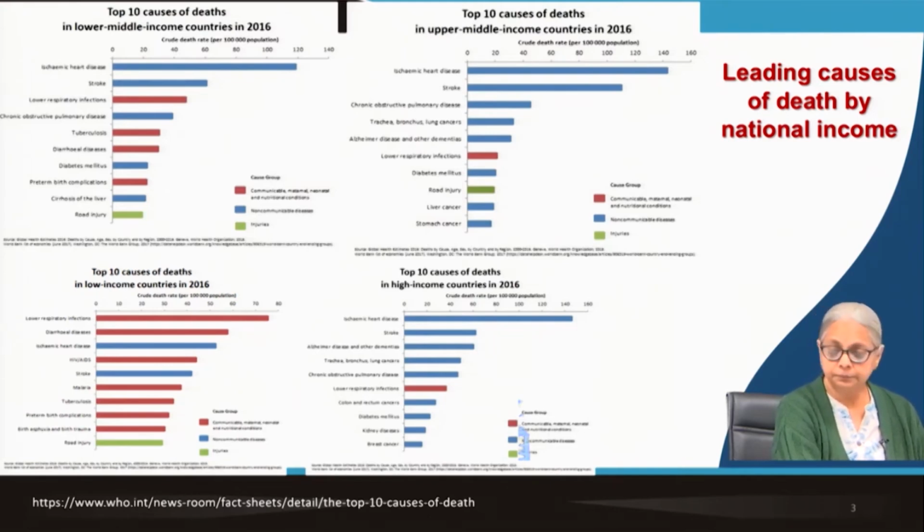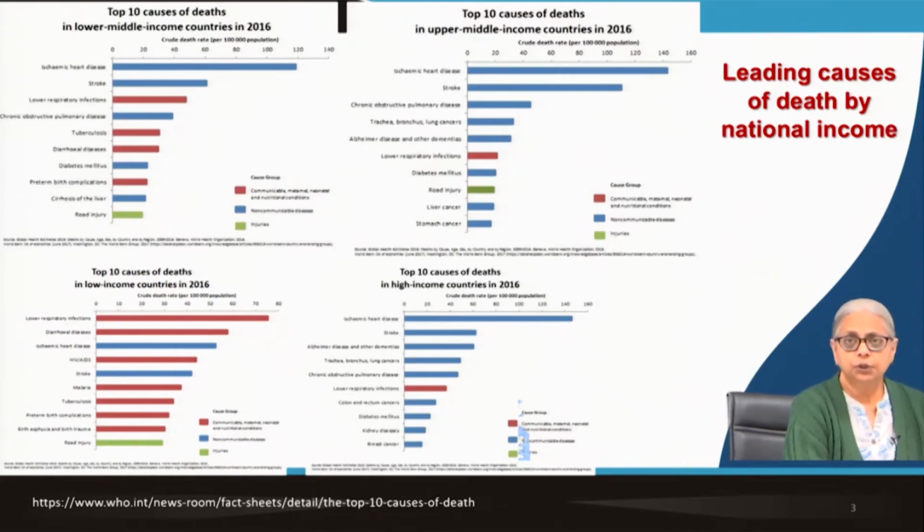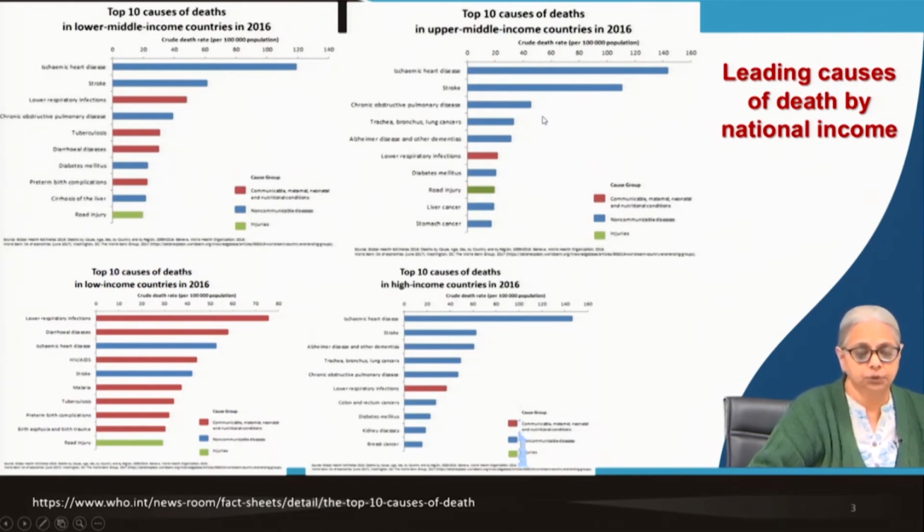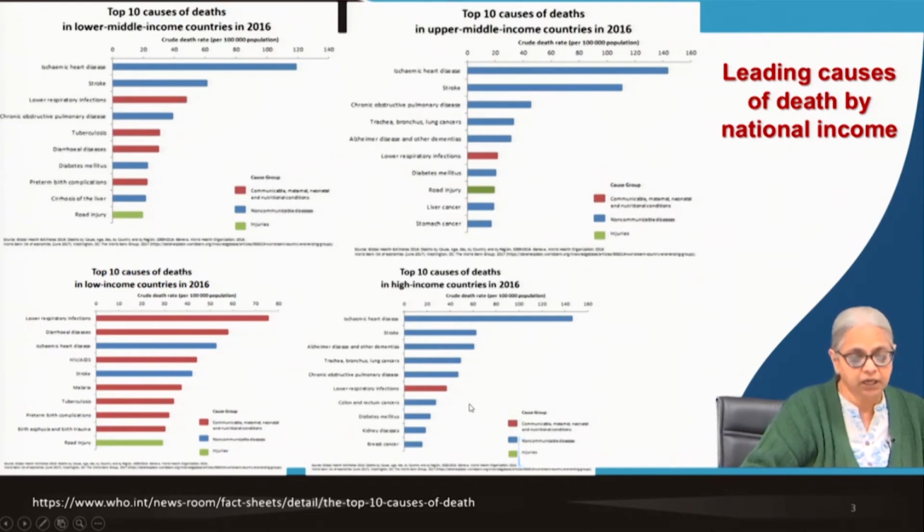What we have over here in this slide are four graphs that are arranged by different nations based on their income. Right at the top in the upper left corner we have the top 10 causes of death in lower middle income countries in 2016. After that, going clockwise, we have upper middle income countries, then high income countries and low income countries.